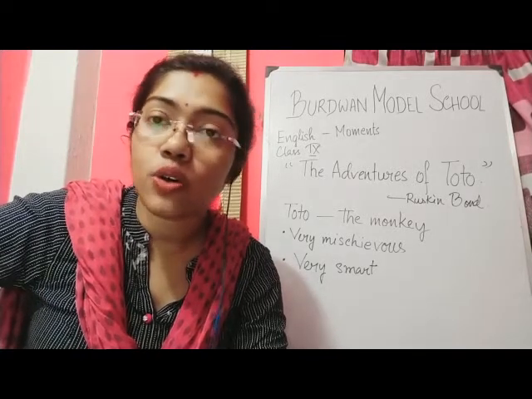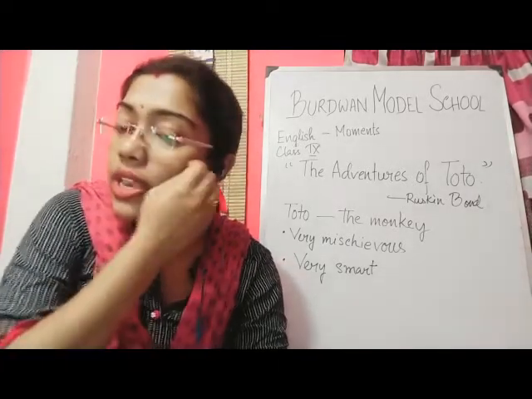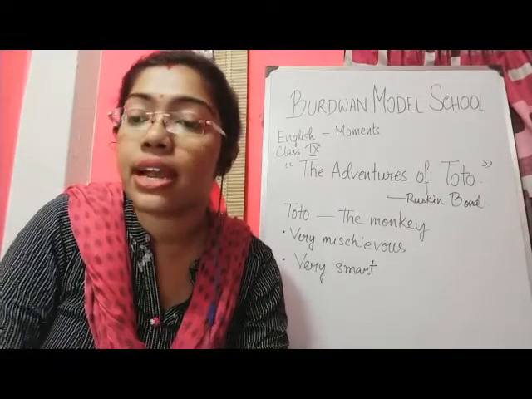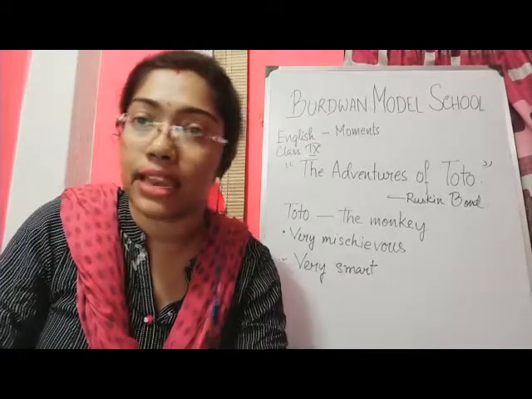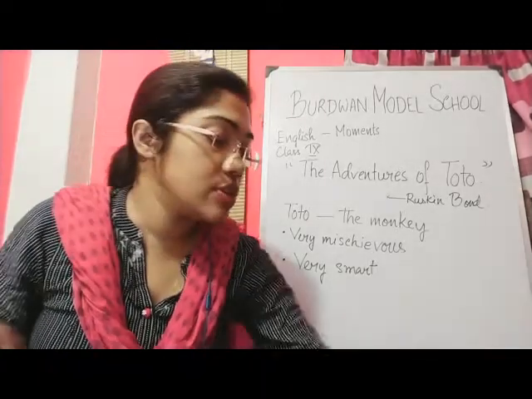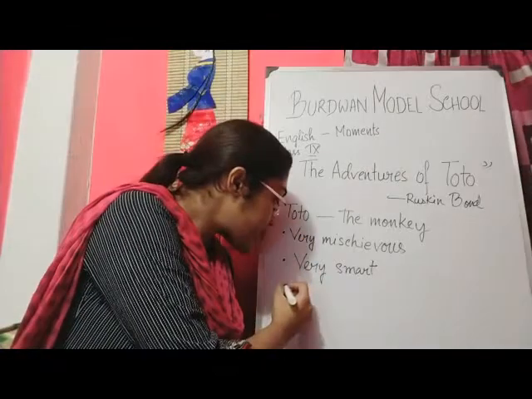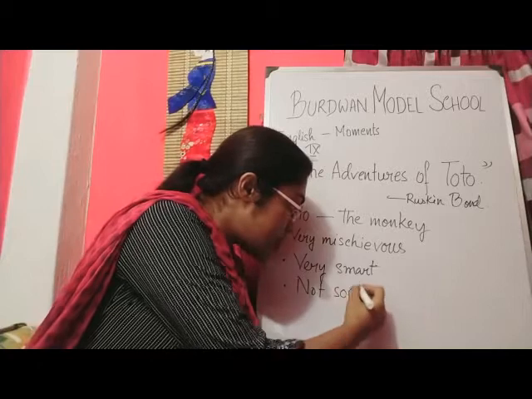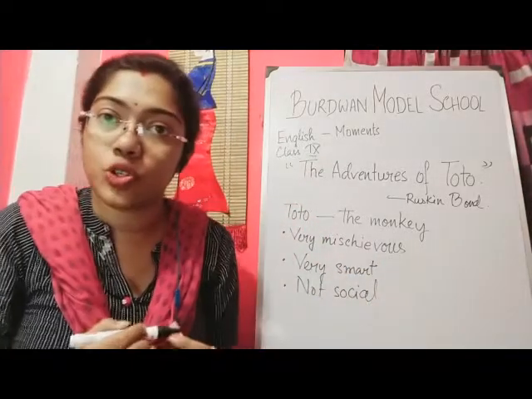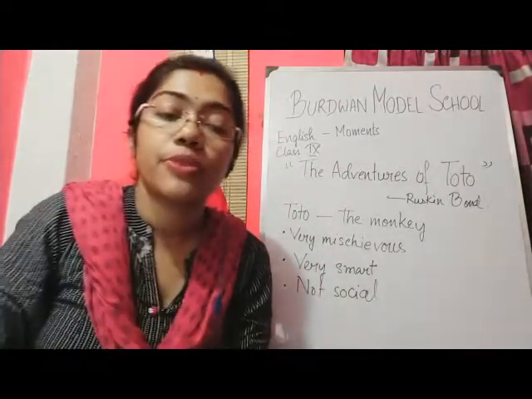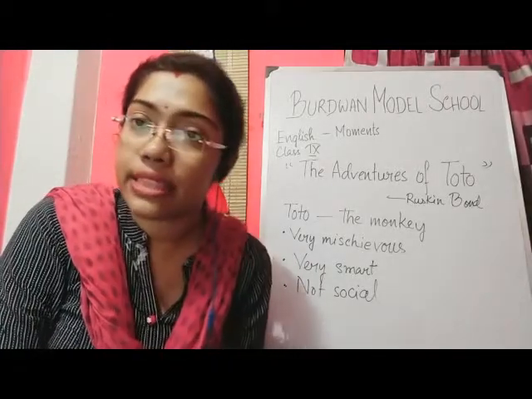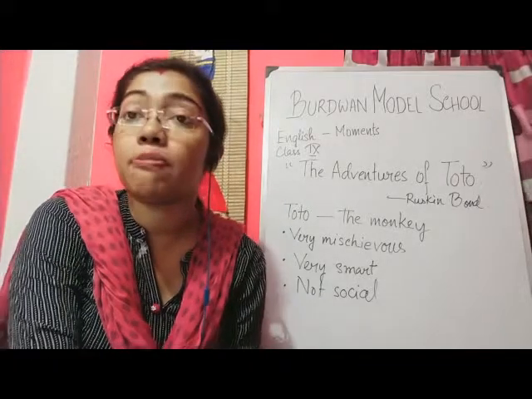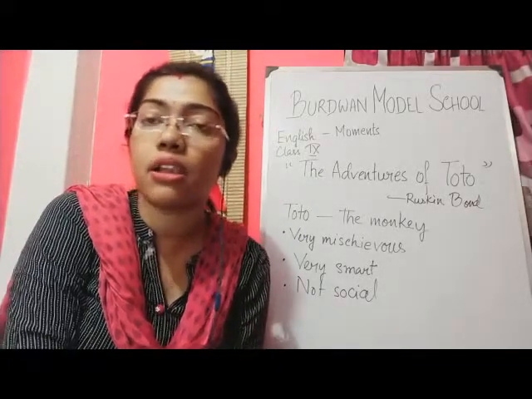But Toto is not like that. Another character of Toto is that he is not social. He can't live in harmony with any other animal. So just remember the point, Toto was not social. After he was taken there, he didn't allow any of the other animals to have a peaceful sleep at night. He disturbed them a lot.